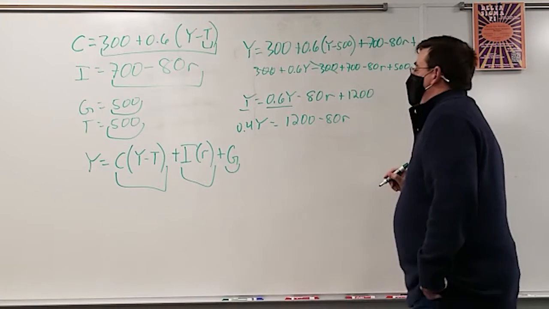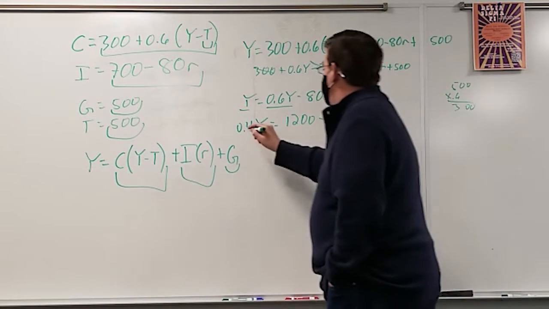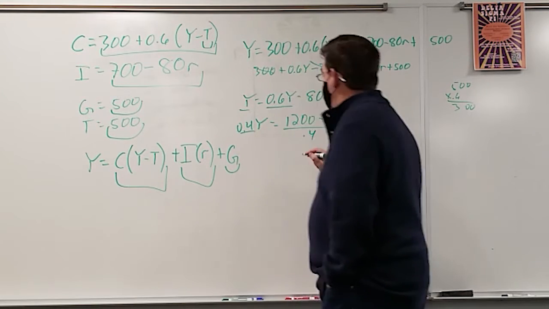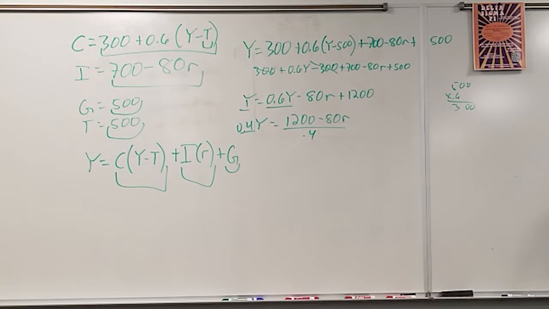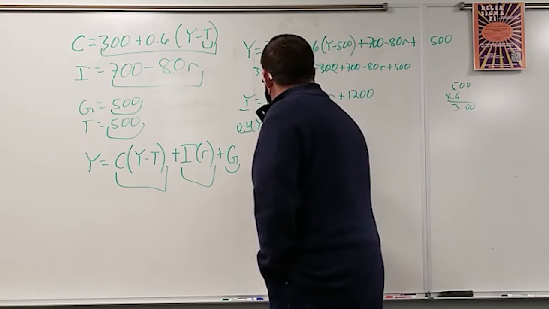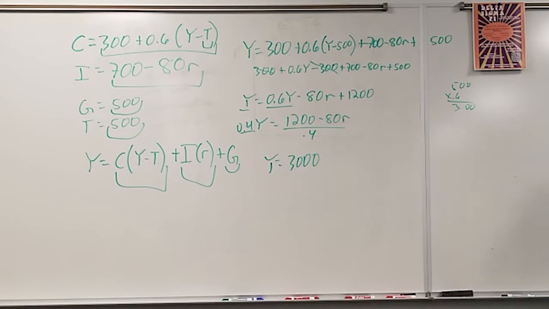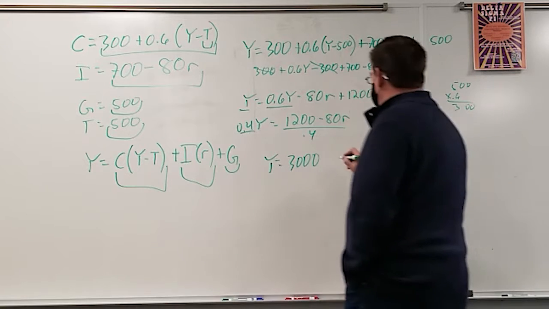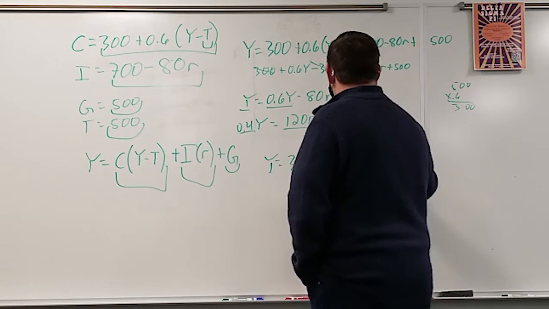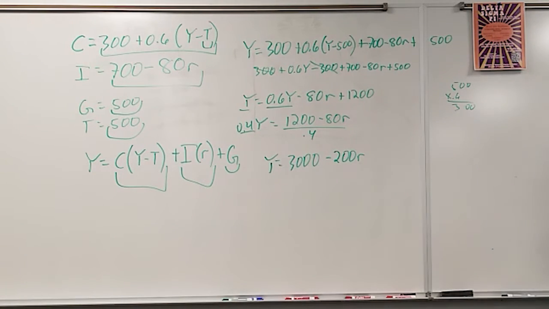minus 80R. I can divide everything by 0.4. And I get Y is equal to 3,000 minus 200R. Check my math. I think that's right.